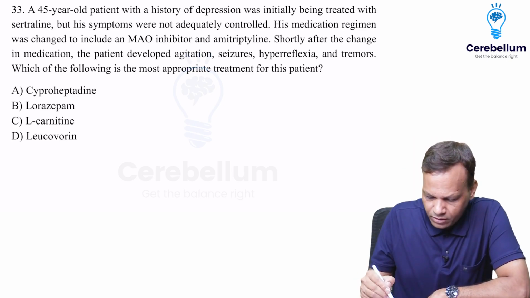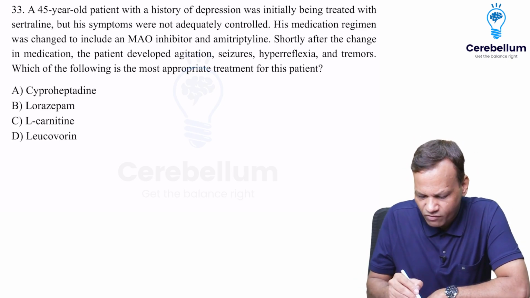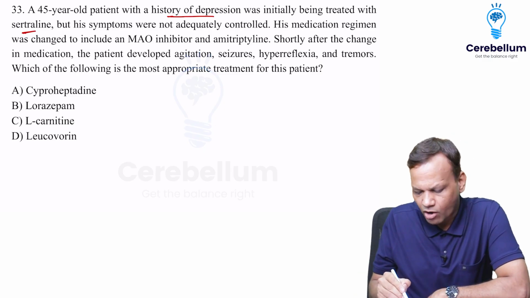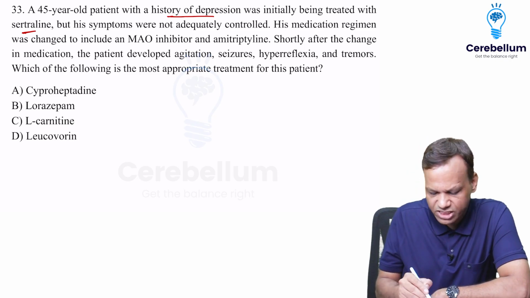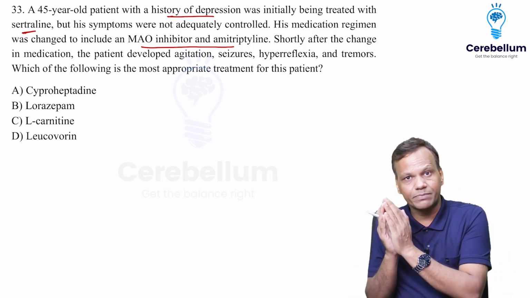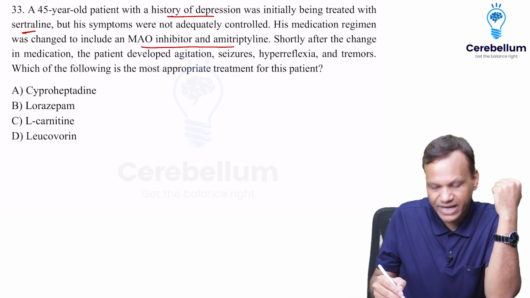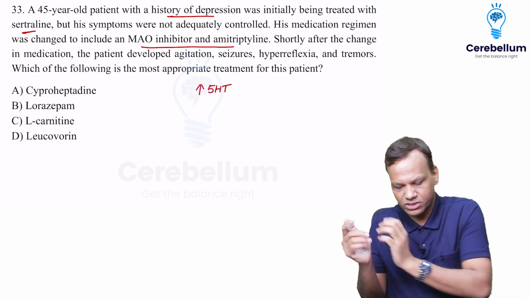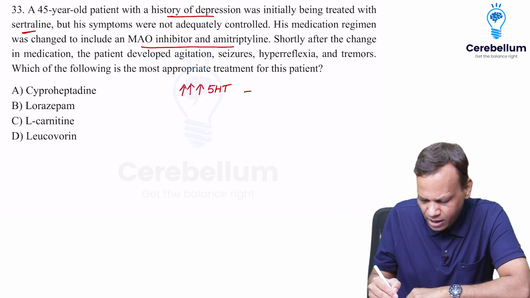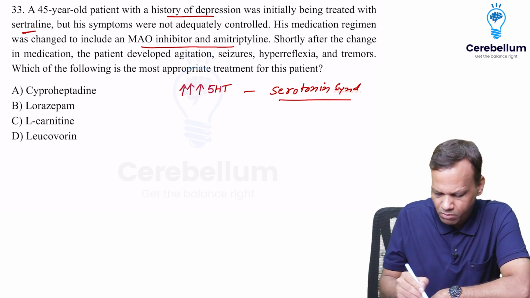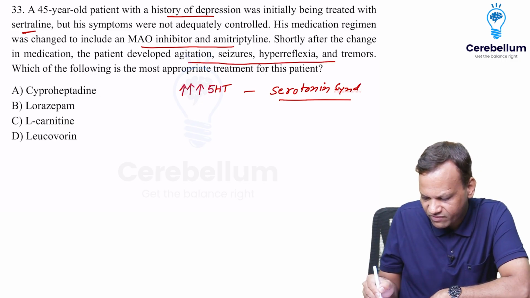Next is, a 45-year-old patient with history of depression was initially treated with sertraline, which is an SSRI. But his symptoms were not adequately controlled. His medication regime was changed to include an MAO inhibitor and amitriptyline. So when we give an MAO inhibitor with amitriptyline, what happens? Amitriptyline acts by increasing serotonin, and MAO will inhibit its metabolism. So there will be a lot of serotonin, which leads to serotonin syndrome. They have given the clinical features of serotonin syndrome like agitation, seizures, hyperreflexia and tremors.